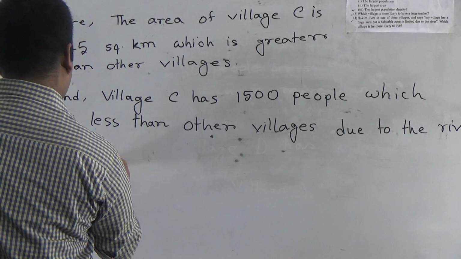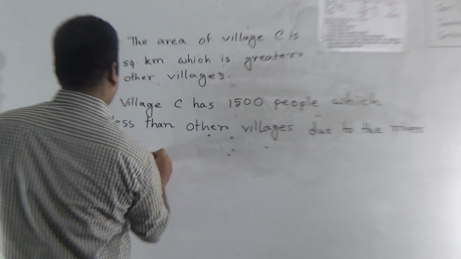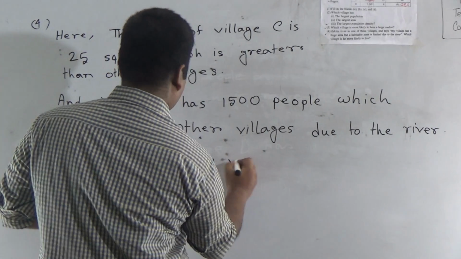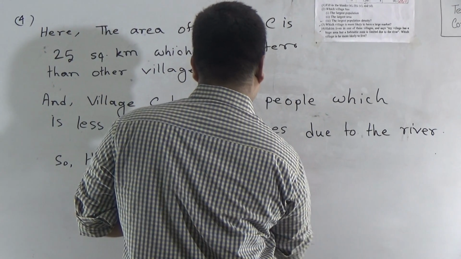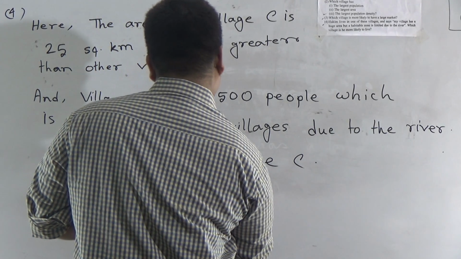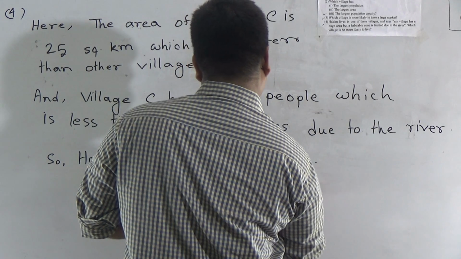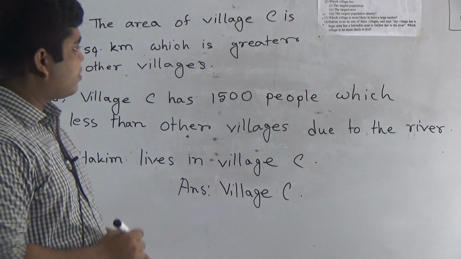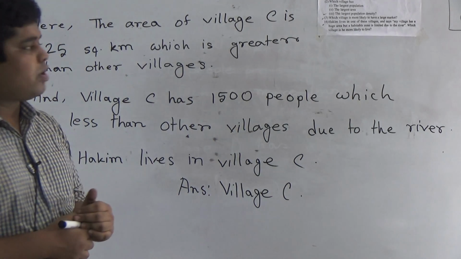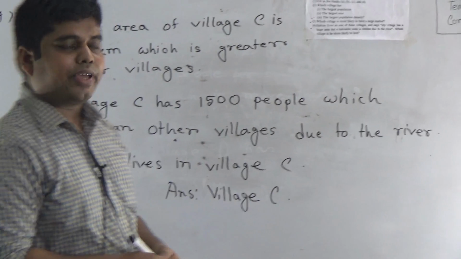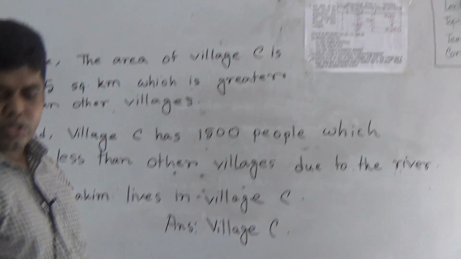So, Hakim lives in village C. Answer: village C. I hope you have understood. My dear students, this is your SW also. That means question number 3 and 4 will be your SW, and this is SW number 12. My dear students, this is our today's lecture.